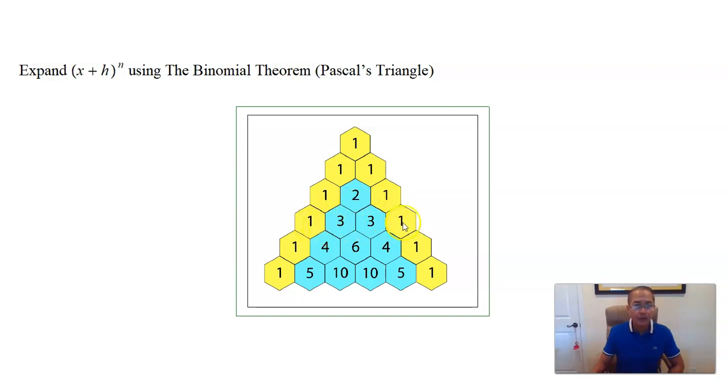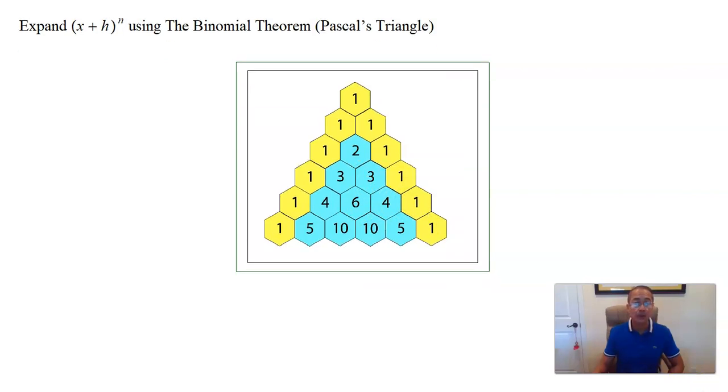So for the next row, we can now add 1 and 2 to make 3, 2 and 1 to make 3, and we have the 1 and the 1 on the left and the right, and so on. So for the next row, 1 plus 3 is 4, 3 plus 3 is 6, 3 plus 1 is 4, and we have the 1 over there. So you can add as many rows as you want. If you want a sixth row, you have 6, 15, 20, 15, and 6 sandwiched by the 1s.